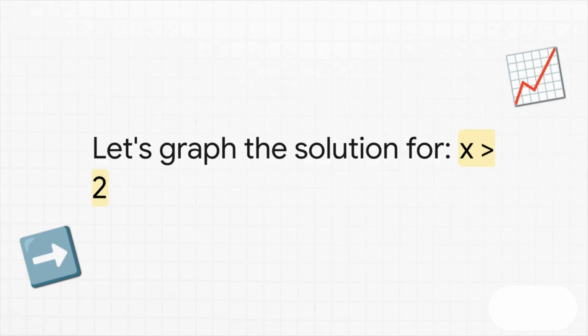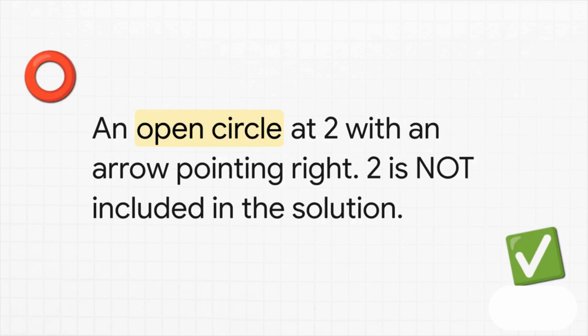Okay, let's try one. How would we graph the solution for x is greater than 2? Okay, check it out. You see that open circle right on the number 2? That's so important. Since our rule was strictly greater than 2, the number 2 itself doesn't count as an answer. So the open circle is saying, hey, our answers start right after this spot. And then the arrow pointing to the right, that just shows that every number bigger than 2, 3, 4, 5, a million, they're all part of the solution.